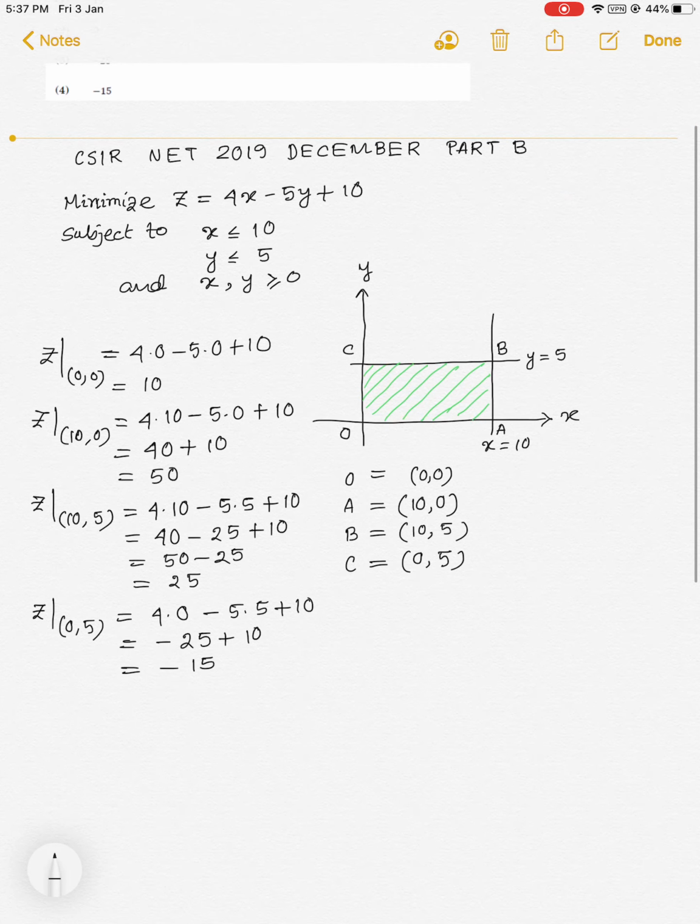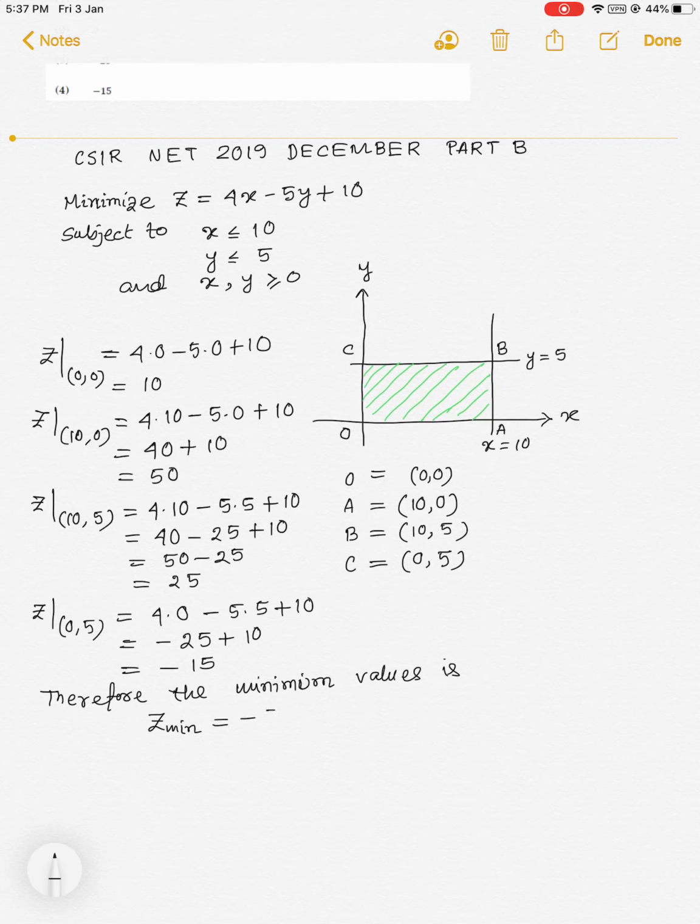Hence, therefore, the minimum value is given by z min is equal to minus 15. Hence, option 4 is correct. Thank you for watching.